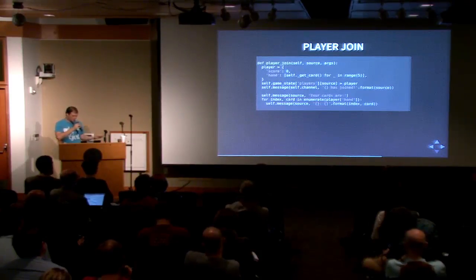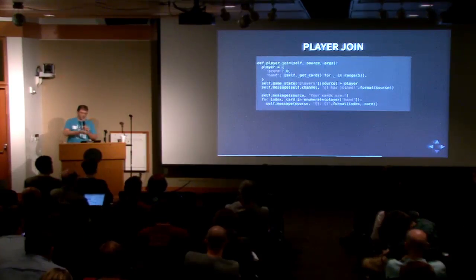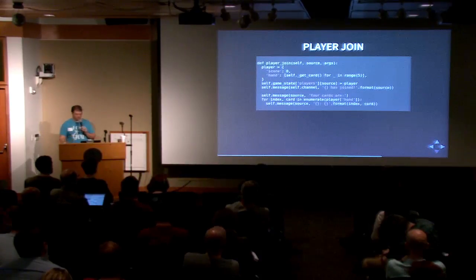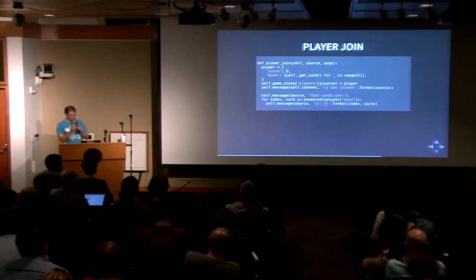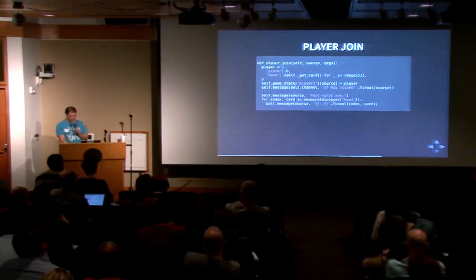it'll send it to the source, which is the person who called it, saying your cards are, and then it will enumerate over your hand. Enumerate is nifty because it returns a tuple of the index and the value, as opposed to when you just iterate over a list, it will just return the value. The reason we want the index is because that is how players will decide when the question comes out. They will send a message saying, hey, I choose number 3 of my cards, so that no one else can see what's going on.